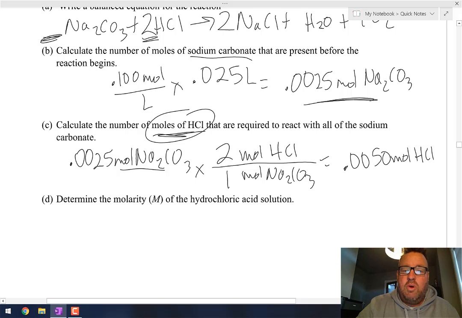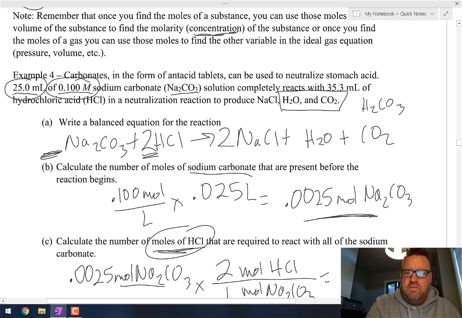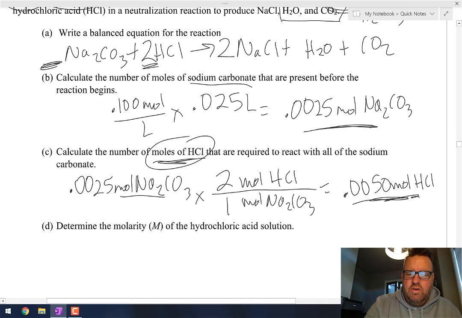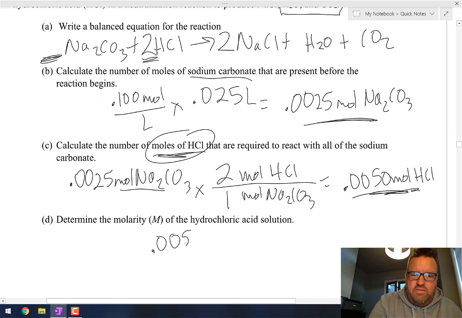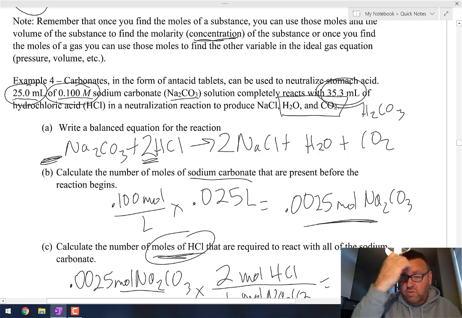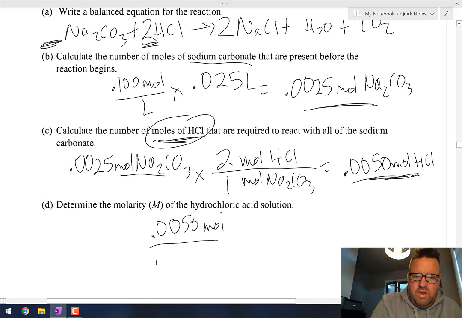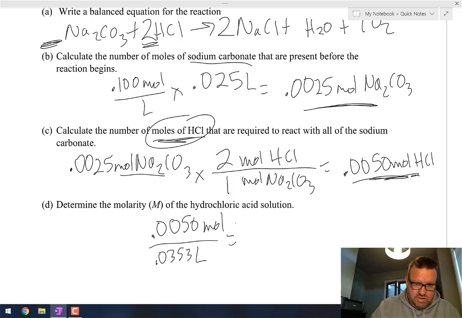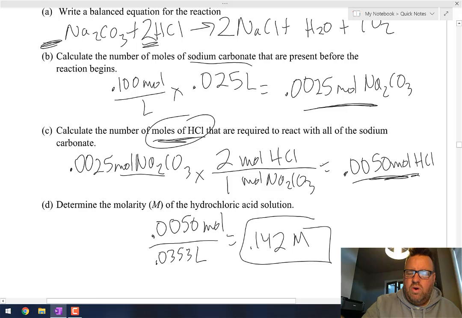And then part D says determine the molarity of the hydrochloric acid solution. Well, if that's my moles of HCl, and up here they give me the volume of HCl, we know that we can take 0.0050 moles of HCl and divide it by the volume of the solution, which is 35.3 milliliters, or 0.0353 liters is how we would have to do that. So I'm going to take 0.0050, I'm going to divide by 0.0353, and I get a final value of 0.142, and that's moles per liter, or molarity.